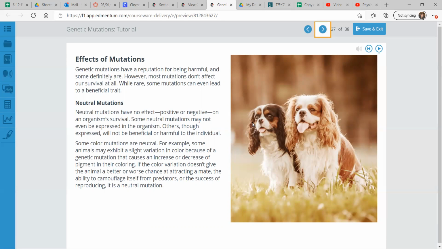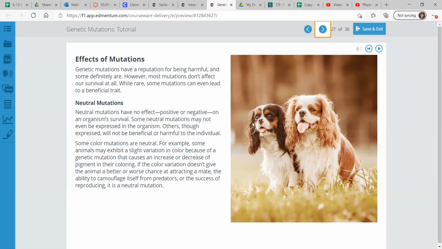So what are the effects of mutations? They have a reputation for being harmful, and some definitely are harmful to organisms, but most mutations don't affect our survival at all. While rare, some mutations can even lead to beneficial traits. Neutral mutations have no effect, positive or negative, on an organism's survival. They're kind of just there.